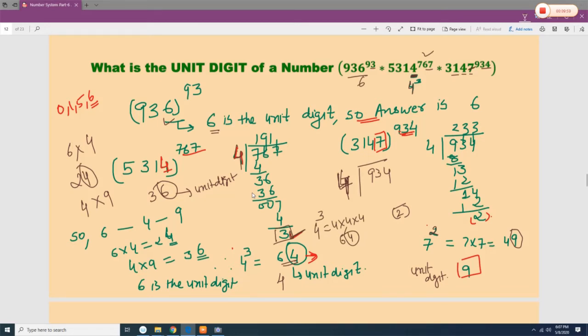And then here it is 7, so divide 934 by 4, and the remainder will be 2. So the unit digit is 7 and the remainder is the power, so 7 squared is 49, so here it will be 9. So 6 into 4 and then into 9. 6 into 4 is 24. So 4 into 9 is 36 and 6 is the unit place.